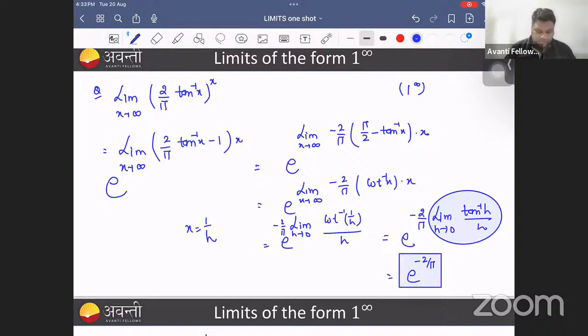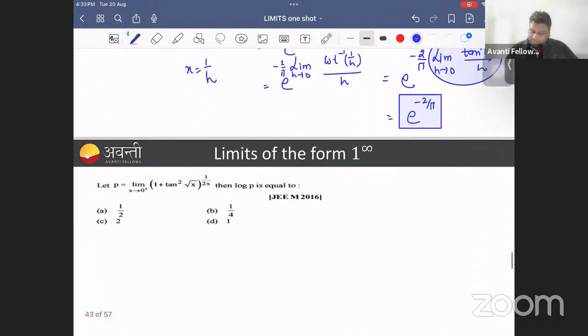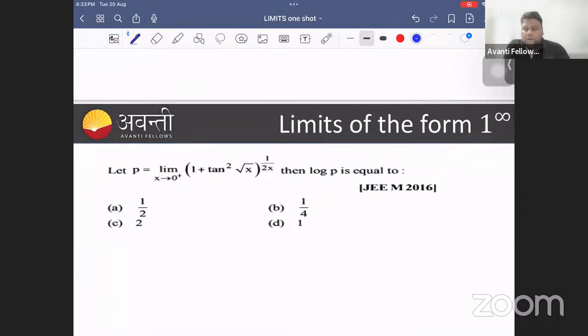Answer is e to the power minus 2 upon pi. All right. Now take this simple question for your perusal. Proceed with it. You got 2 minutes for this. Answers are also mentioned. And I'll launch a poll. You just try it.